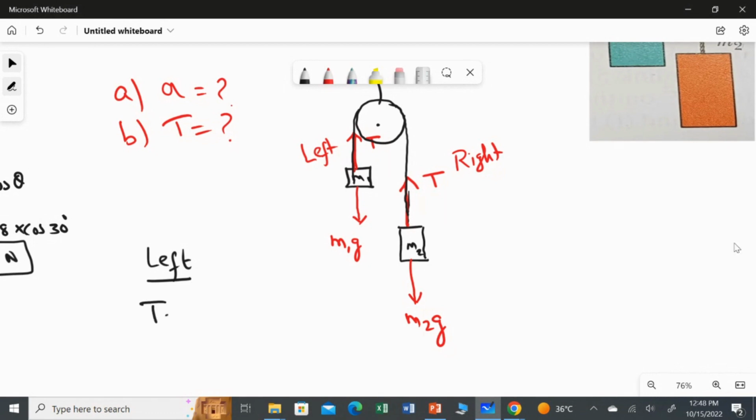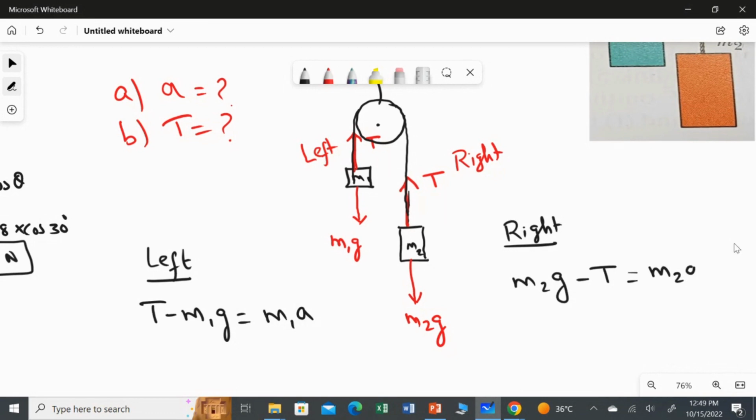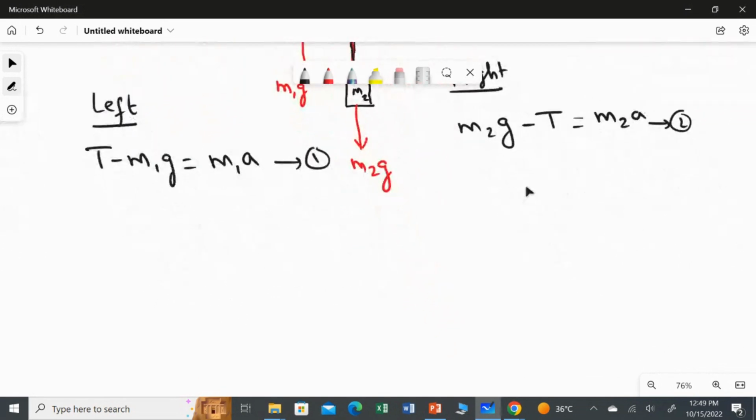So tension minus m1g is equal to m1 multiplied by a, because we deal with Newton's second law. Likewise, on the right-hand side I write the same equation, but this time m2g is greater, so m2g minus tension is equal to m2 multiplied by a. So you have two equations. This is equation 1, this is equation 2. Now I'm going to find the acceleration. For that, I'm going to add both equations, both left-hand side as well as right-hand side.